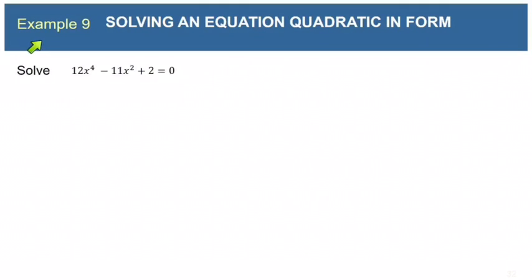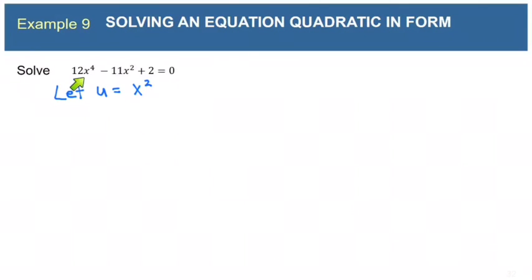Now here's example 9. This one's really not any harder of a substitution than the last one we did together, but it does have a step at the end that maybe is a little different. So let's look at it together. Here we have x to the 4th and x squared. So we see that this is quadratic in form since this exponent is twice as much as this one. Let's let u equal x squared.